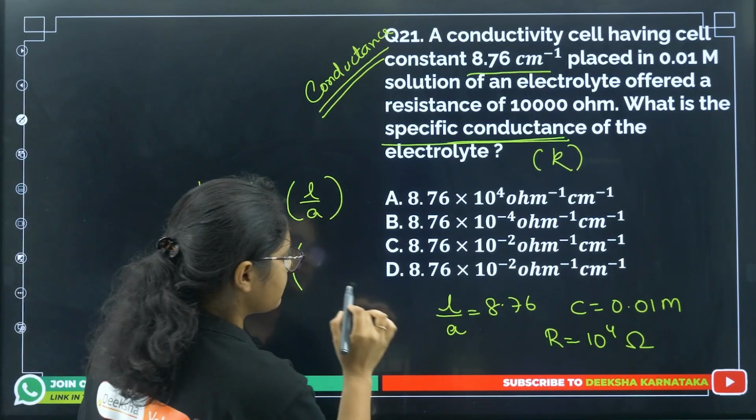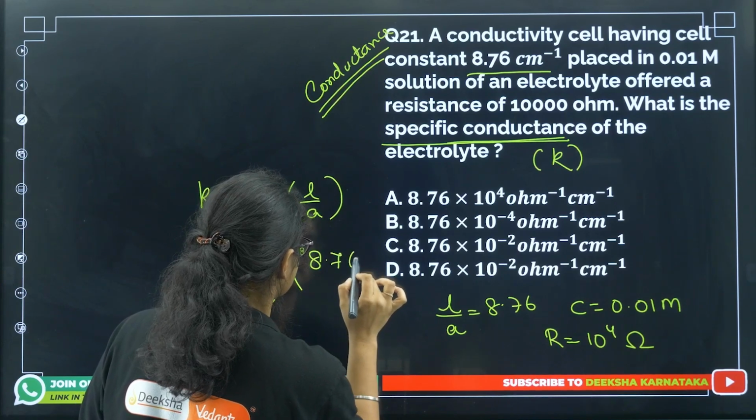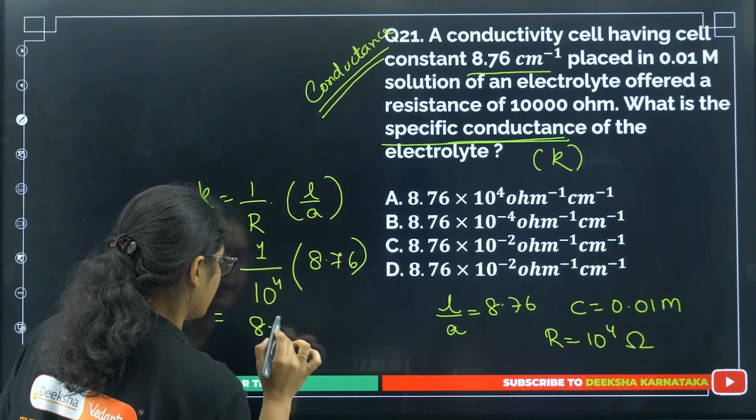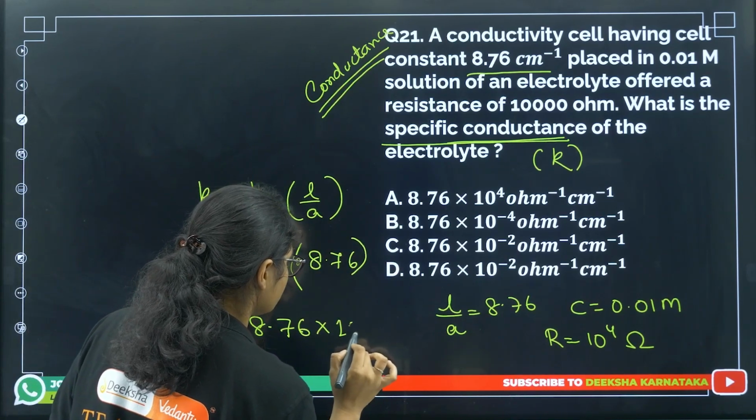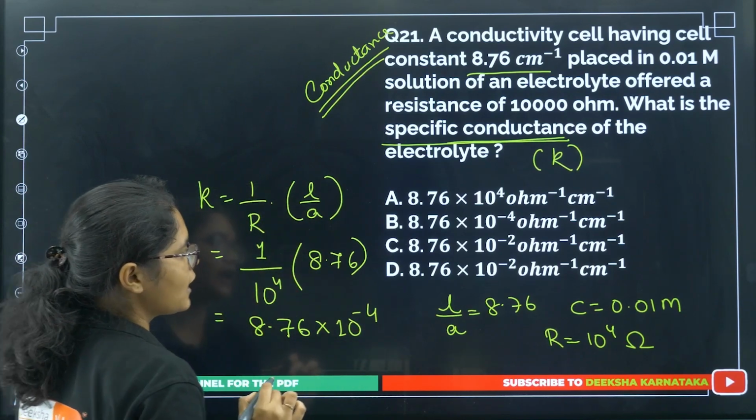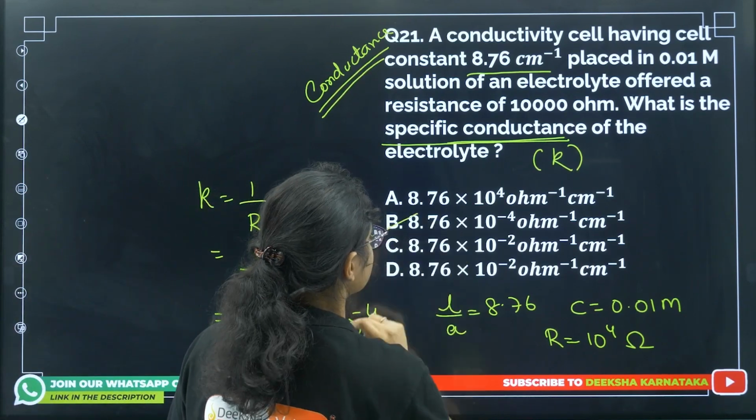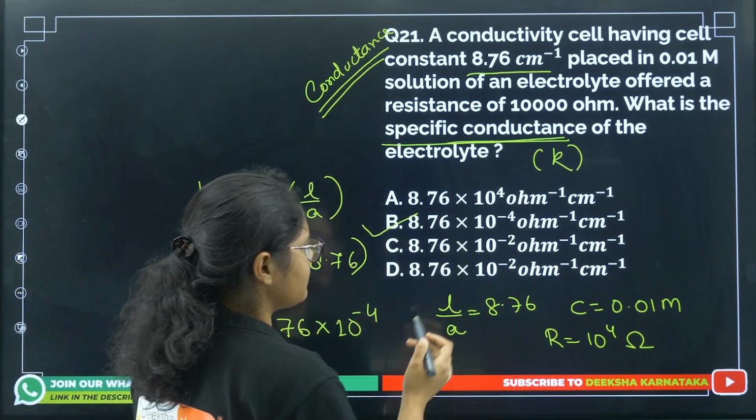L by A, what is the value of L by A? 8.76. So how much will I get? 8.76 into 10 to the power of minus 4. The correct answer for this question is option number B.